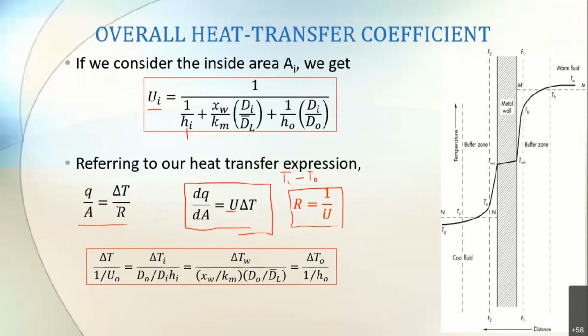If you compare this equation to this equation, that is why I put that R is equal to 1 over U. But you can just use this equation if the question is asking you to find the value of heat flux, so dQ over dA is equal to U delta T. Okay.